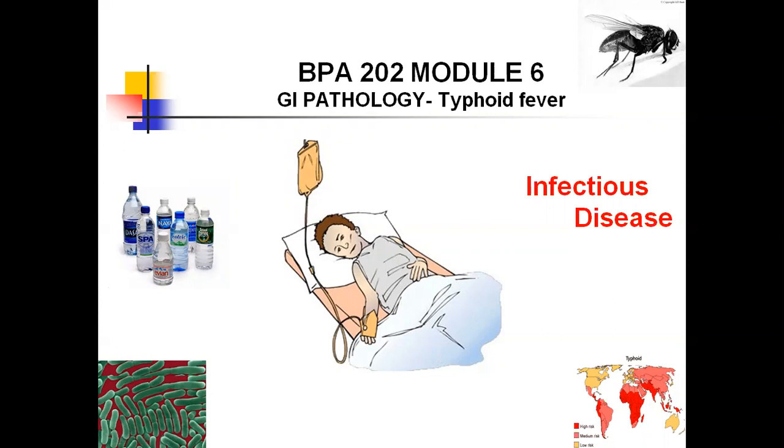In the last lectures I have discussed the GI pathology which is included in your BPA 202 module 6. In continuation of this topic, the next part of GI pathology is typhoid fever.